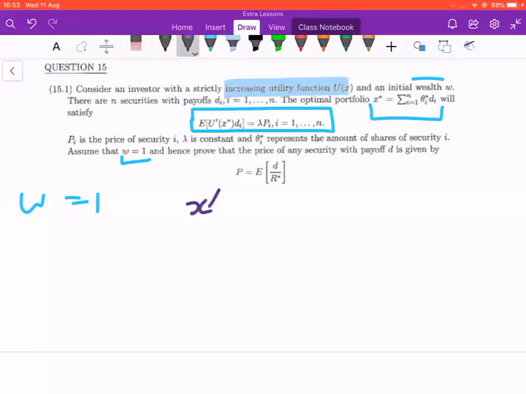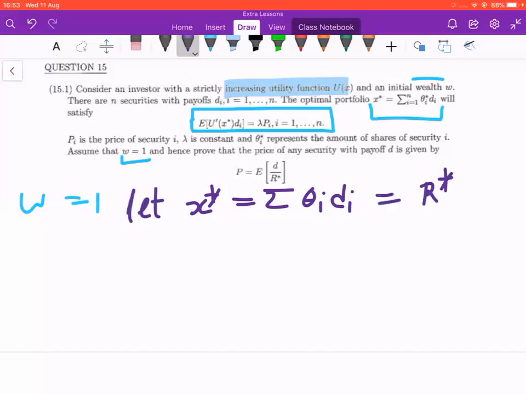So we know that your X is going to be equal to the sum of the prices, I mean, the amount of shares you bought times the payoffs, right? So you can say that this thing is going to be equal to R, R squared, again R star, right? I will just say that.